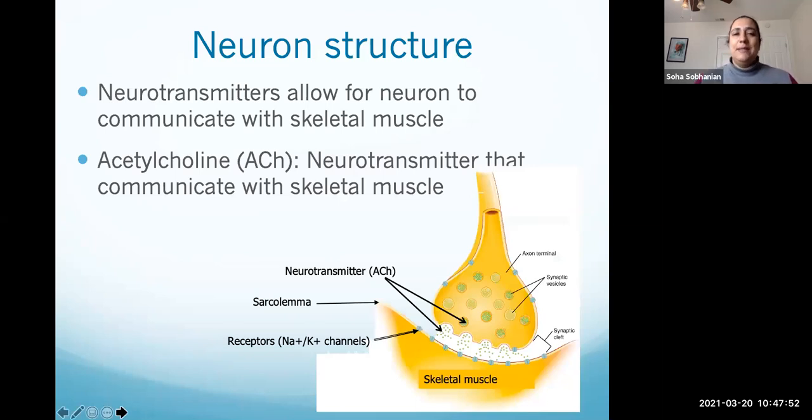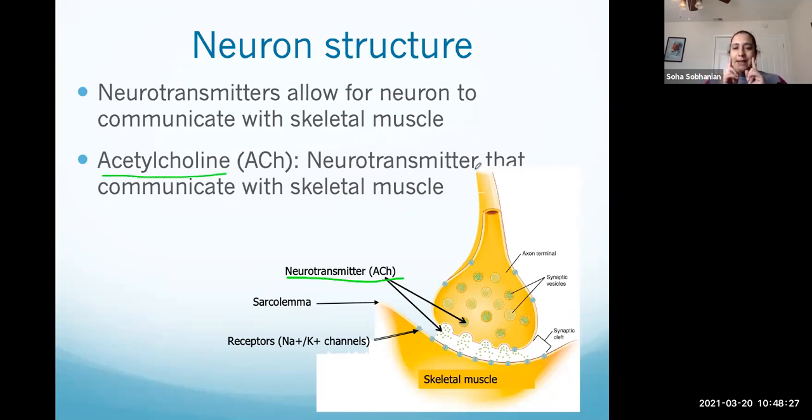So let's take a look at this picture, guys. Here is an image of where your neuron is communicating with your skeletal muscle. Here is my neuron. This chubby end that you see right here is your axon terminal. And these little circles with the green dots in them are vesicles carrying the neurotransmitter ACh. Again, ACh stands for acetylcholine.